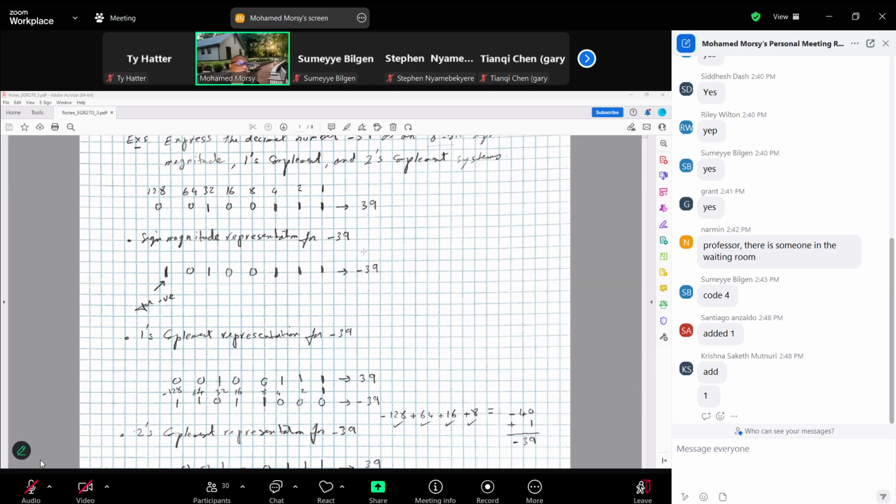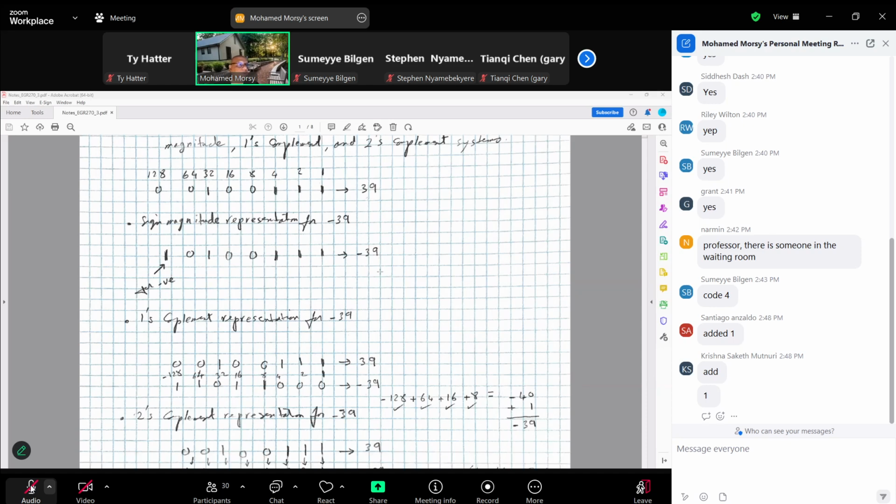Now, to get this number negative, which is minus 39, in sign magnitude, what do we do? Who remembers what we do to get minus 39 in sign magnitude? Oh, we had 1 at the end. Exactly. We put bit 1 here. Who mentioned this? Number 2. Code 2? Yes. Okay, anyone else? I heard another one. Any other one?